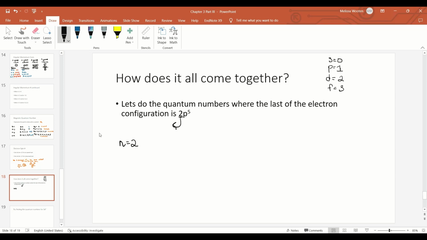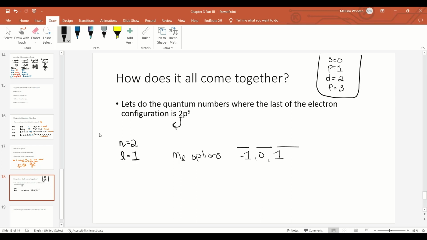Okay. And so here n equals 2, and this is your principal quantum number. This represents L, your angular momentum number. And so we have P, and so this is 1, right? And then we know from here that our options for m sub L are -1, 0, and 1. Alright?